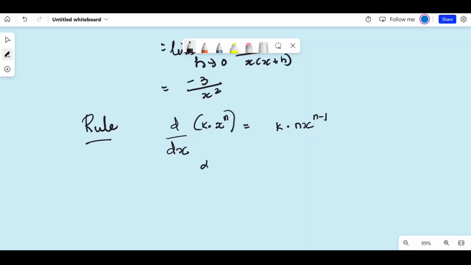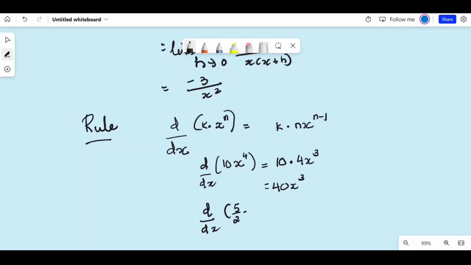For example, d over dx of 10 x to the power 4 will be: 10 will remain as 10, 4 x to the power 3, one less, n minus 1, one less than the power, so it's 3. Which will be 40x cubed. That is the rule. So to make it easier, you can also do it like this. If you have d over dx of, let me say, 5 over 2 x cubed.